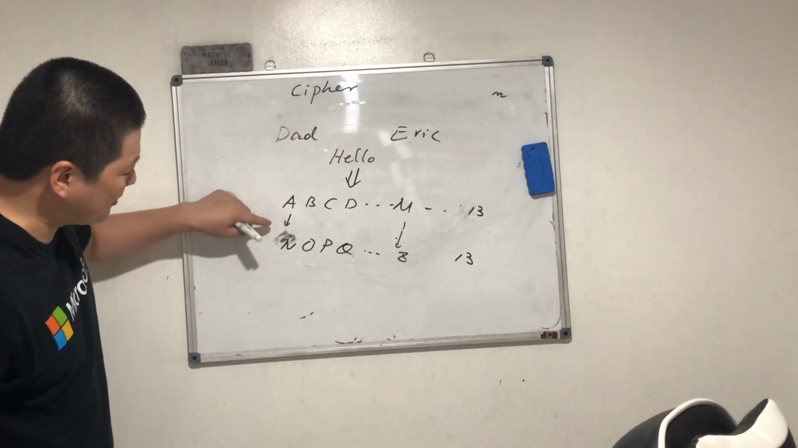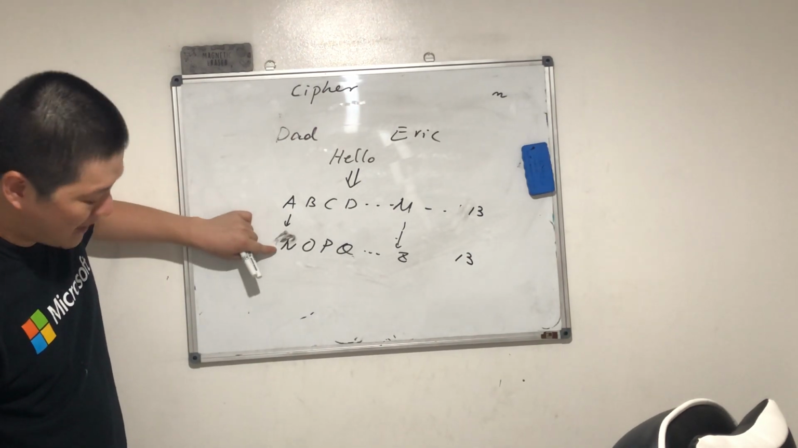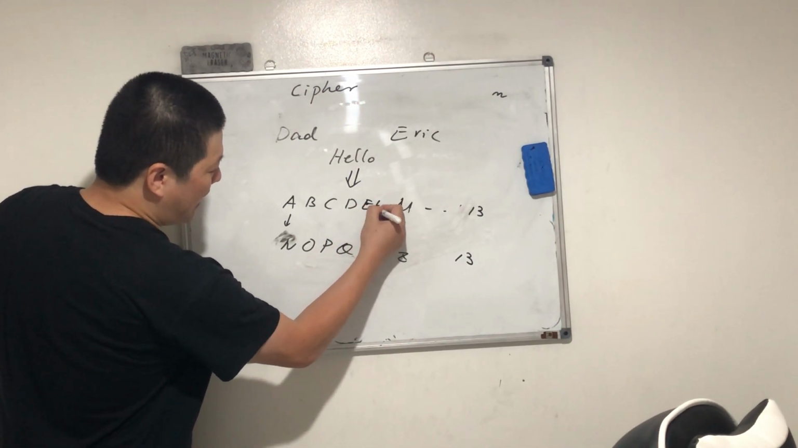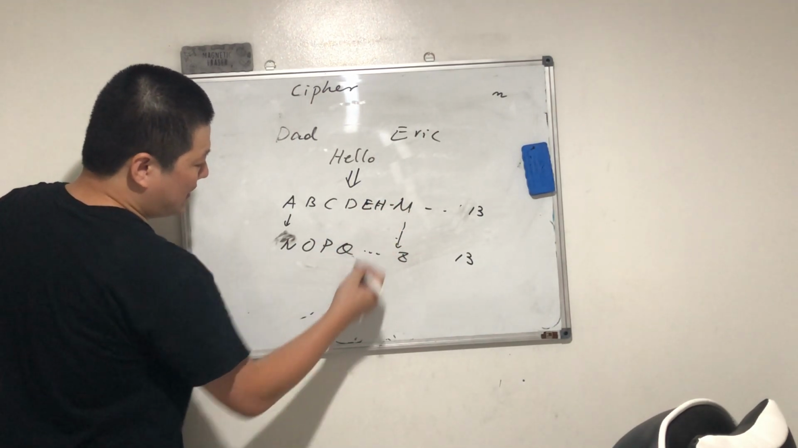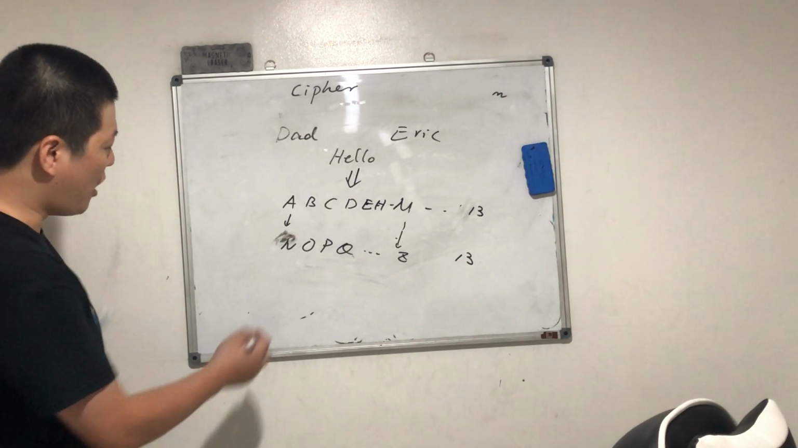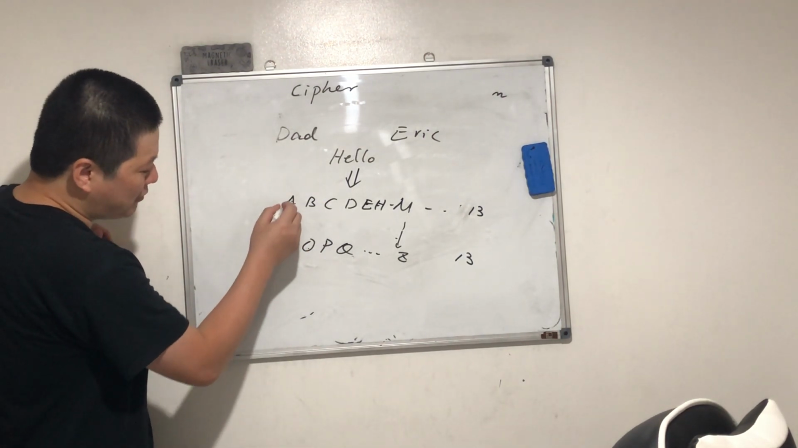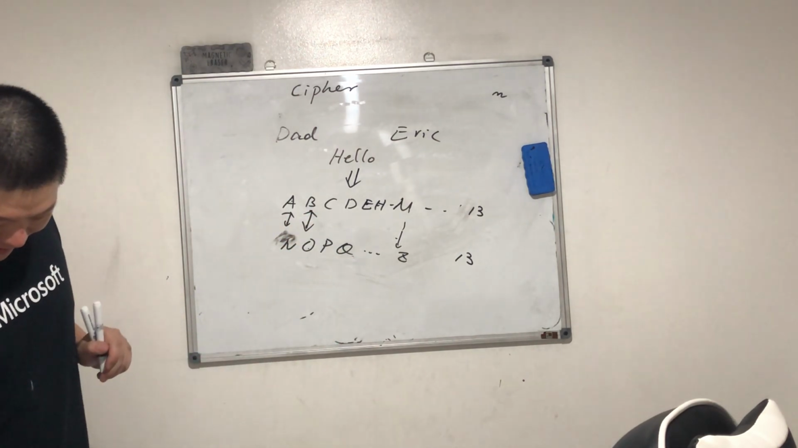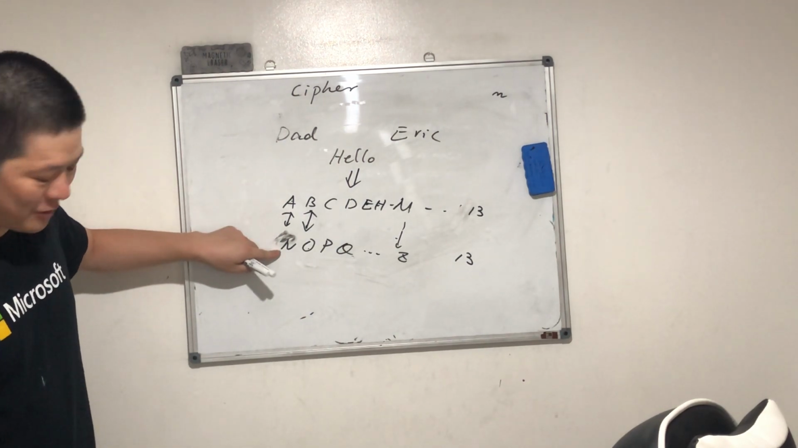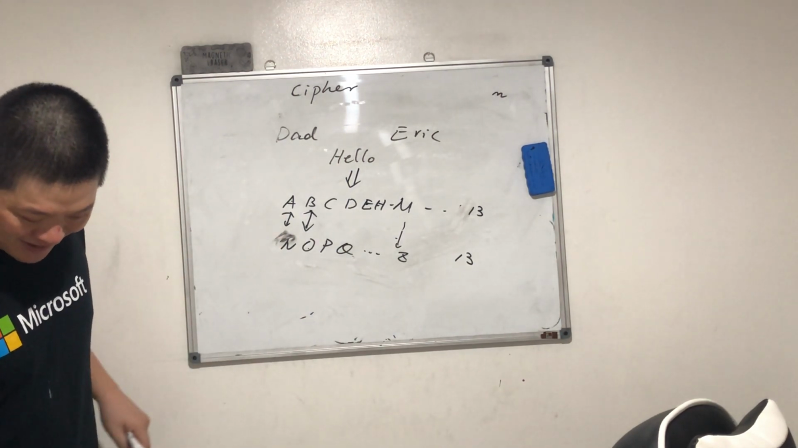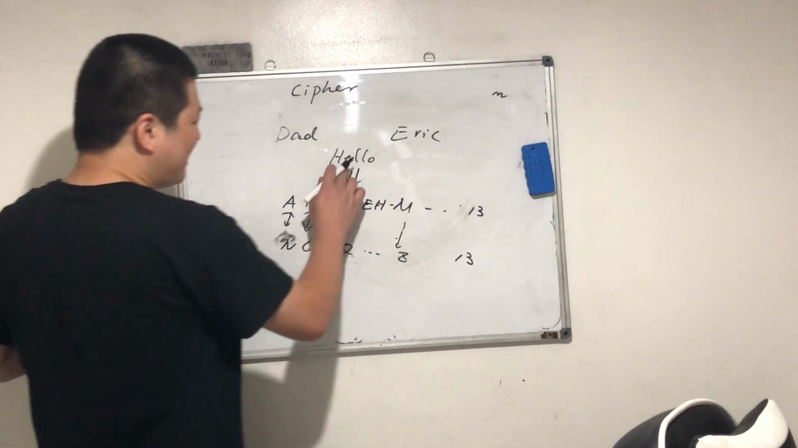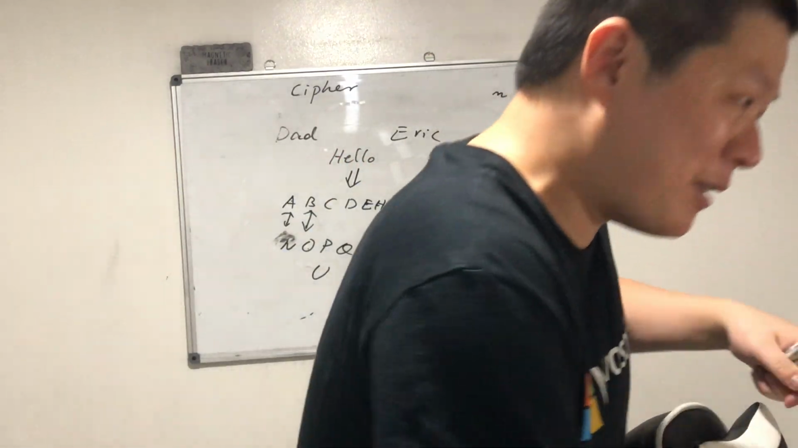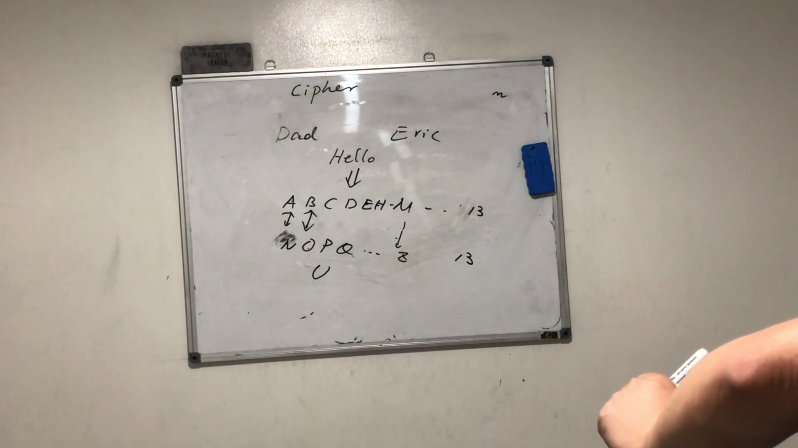If I tell you I want to convert a message from A to N, B to O, C, D, E, F, and O to B, so A to N is two-way, okay? Good question. Every time you want to write A, you write N. Every time you want to write N, you write A. So what will hello become?